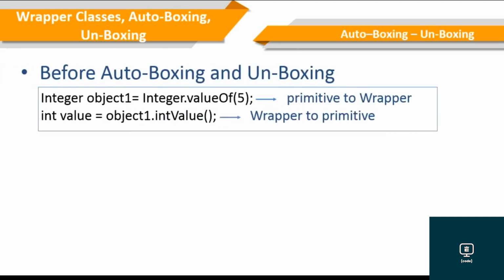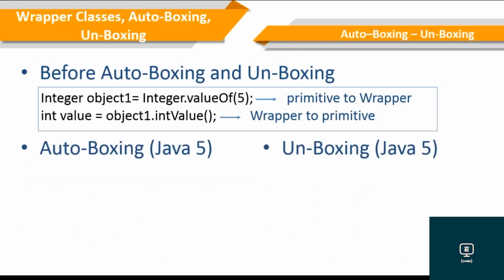Autoboxing, unboxing. Before autoboxing and unboxing, type conversion was being done manually, as you saw on the previous slide. But since Java 5, the whole process happens automatically without having to write any code for conversion. Saves a whole lot of time, frees up your brain for other stuff. Java provides two features called autoboxing and auto-unboxing. Okay? So let's have a look and see what they are.